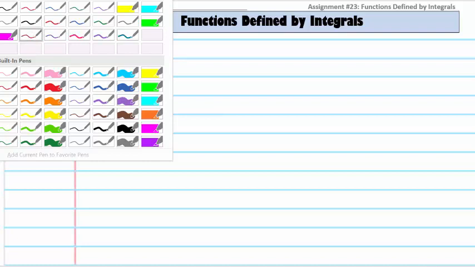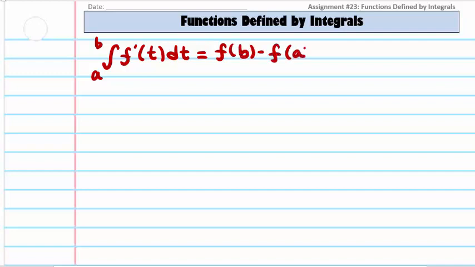This video will help you get started with Assignment 23 as you explore how functions can be defined by integrals. As the fundamental theorem of calculus states, the integral from a to b of f prime of t dt is equal to f of b minus f of a.